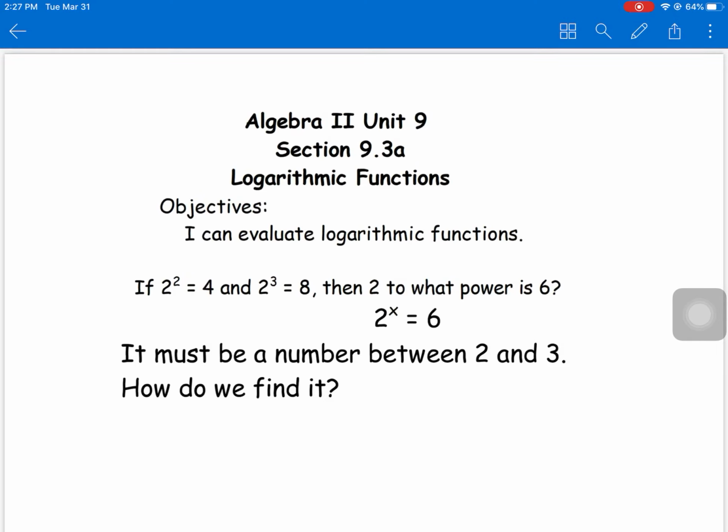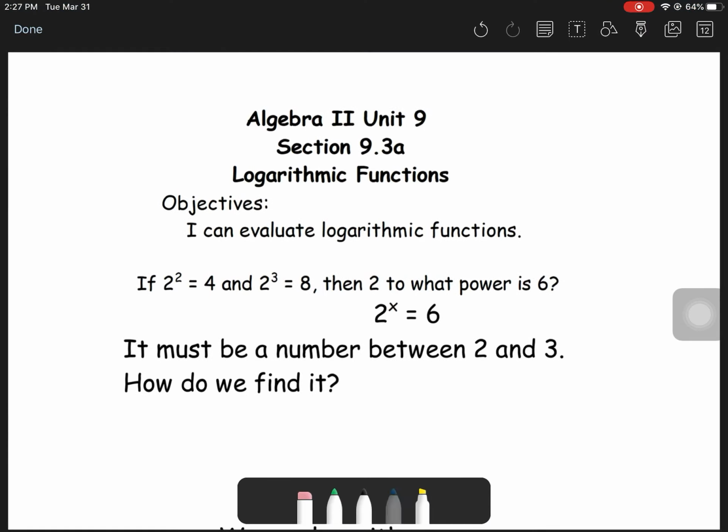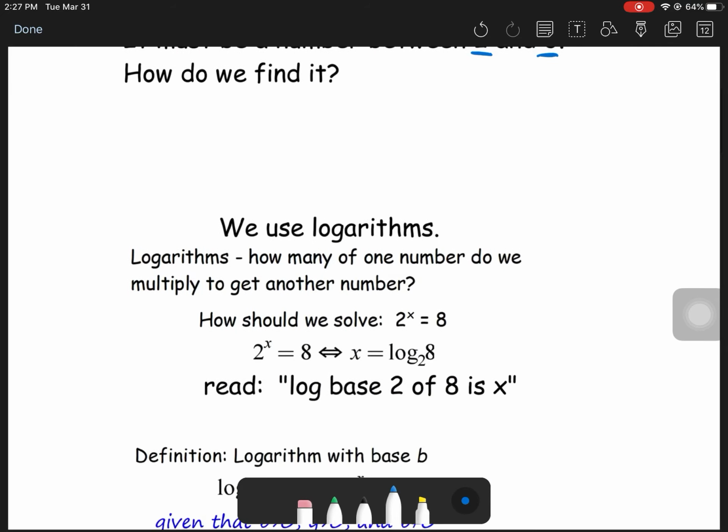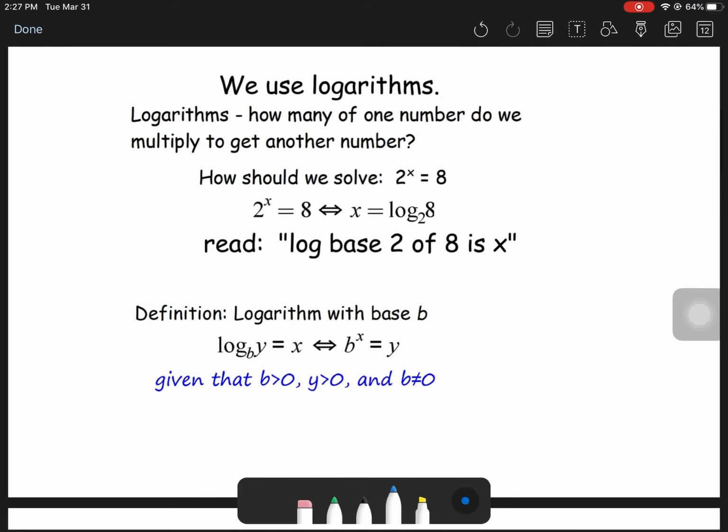In this lesson, we are going to be learning about logarithmic functions. We often call these logs. So if 2 to the second power is 4 and 2 to the third power is 8, then 2 to what power is 6? So we know it needs to be somewhere between 2 and 3, but how would we find it? So we use what's called logarithms. That is, how many of one number do we multiply times itself to get another number?